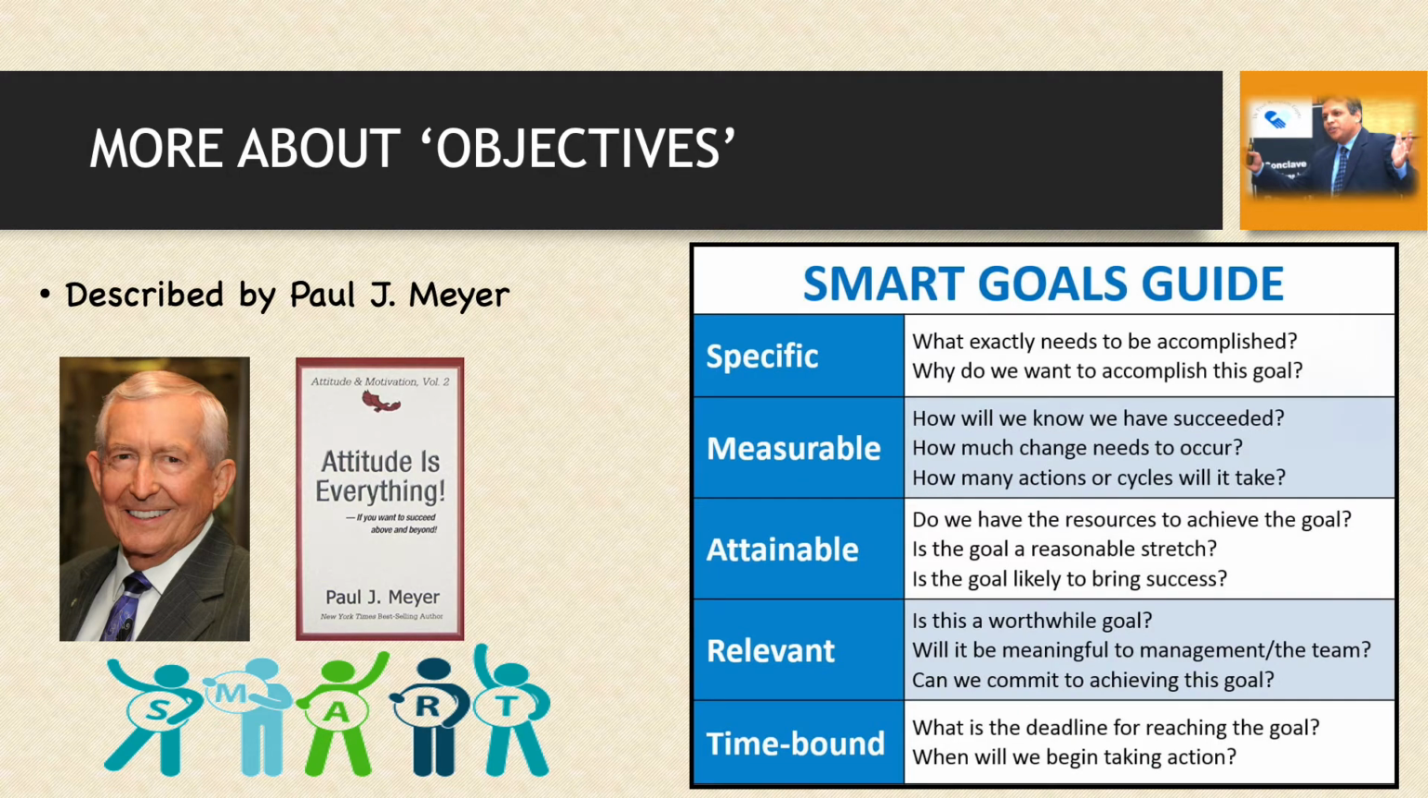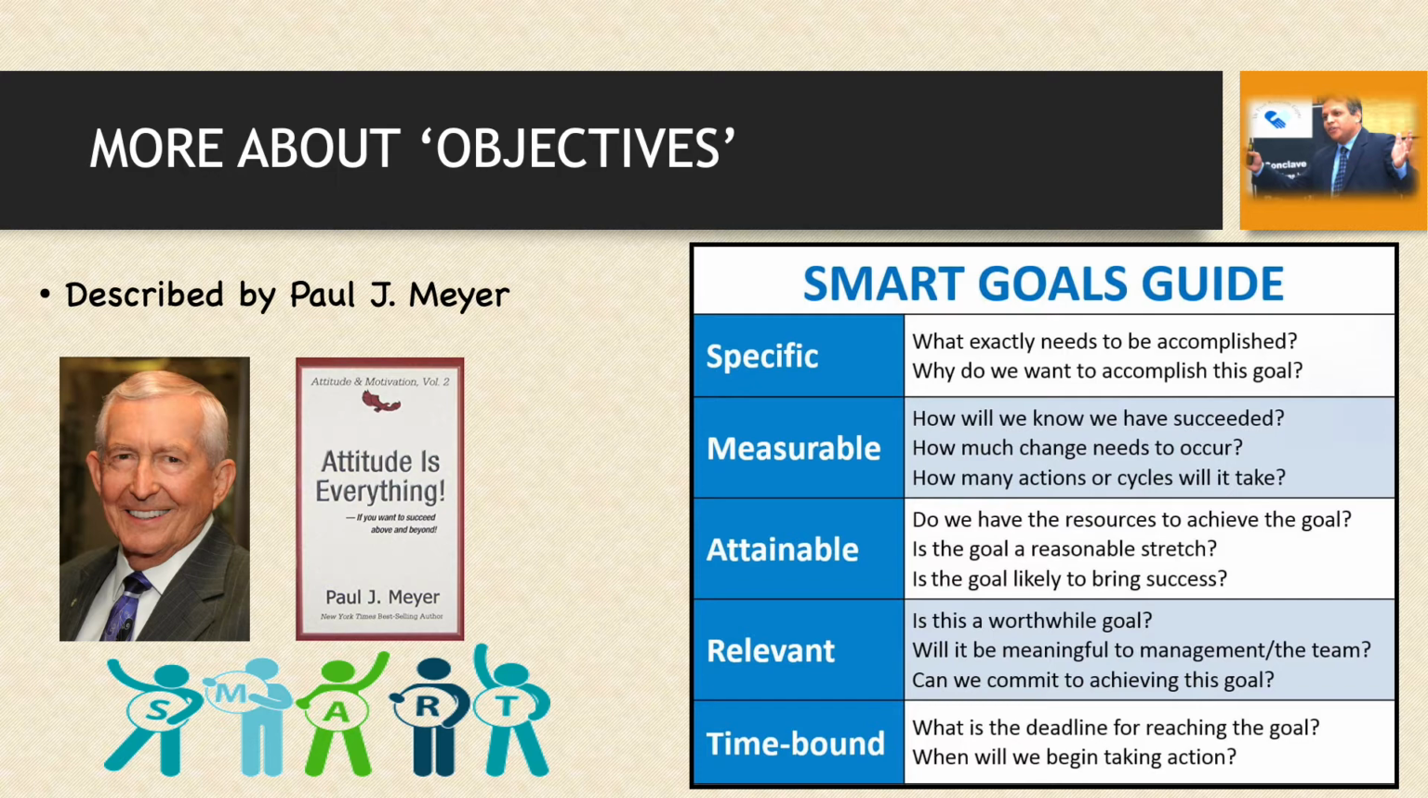Well, we answer some simple questions. Specific: what exactly needs to be accomplished? Why do we want to accomplish this goal? Measurable: how will we know that we have succeeded? How much change needs to occur and how many actions or cycles will it take to achieve this aim? Attainable: do we have the resources to achieve the goal? Is the goal a reasonable stretch? Is the goal likely to bring success?